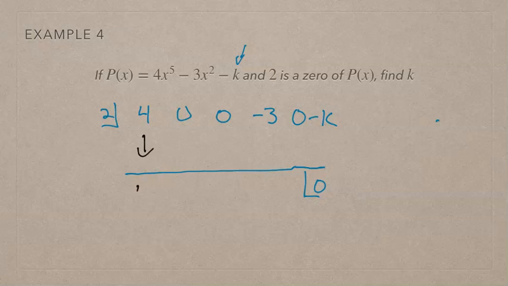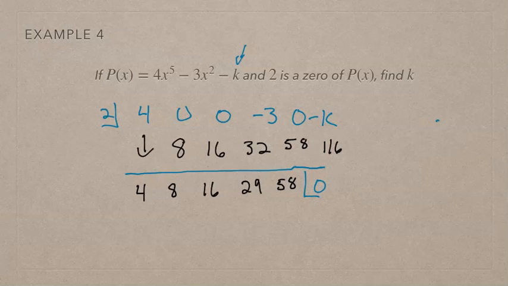4 comes down. I have 2 times 4 is 8. 0 plus 8 is 8. 2 times 8 is 16. 0 plus 16 is 16. 2 times 16 is 32. 32 minus 3 is 29. 2 times 29 is 58. 0 plus 58 is 58. 2 times 58 is 116.